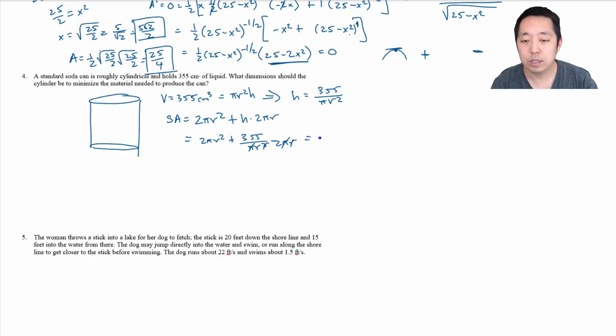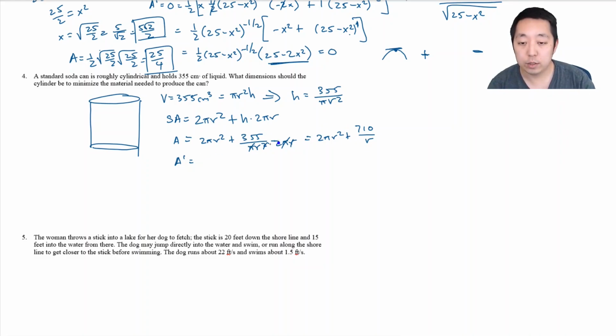So this is going to be 2 pi r squared plus 2 times 355, that's like 710 over r. Okay, so we're going to call this the area. So this is what I want to minimize. I want to minimize the area.